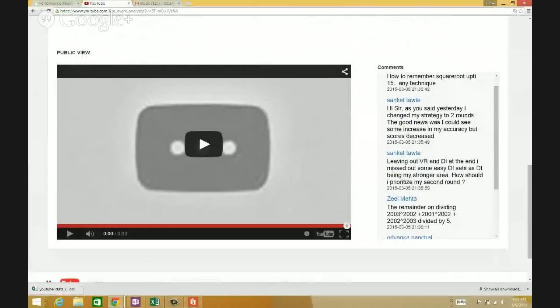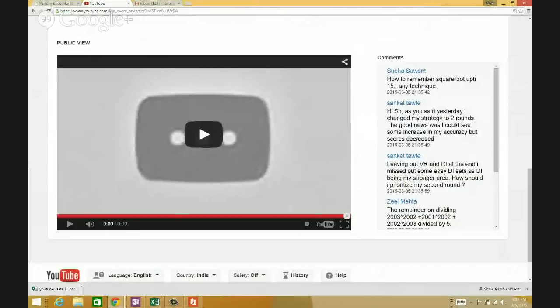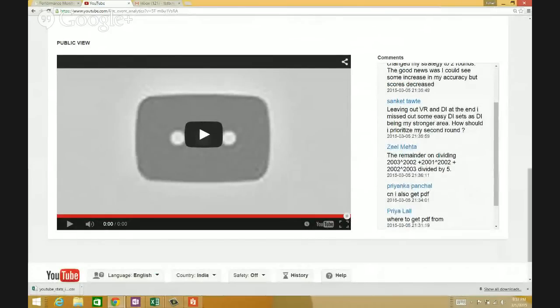How to remember square root up till 15? Any technique? Yeah, I have a technique. Don't have to remember square roots. It's so stupid. Hi sir, as you said yesterday, change my strategy. You already said that, how many times will you say it? The remainder dividing 2003 raised to 2002 plus 2001 raised to. Arre re re re, chhi chhi chhi.